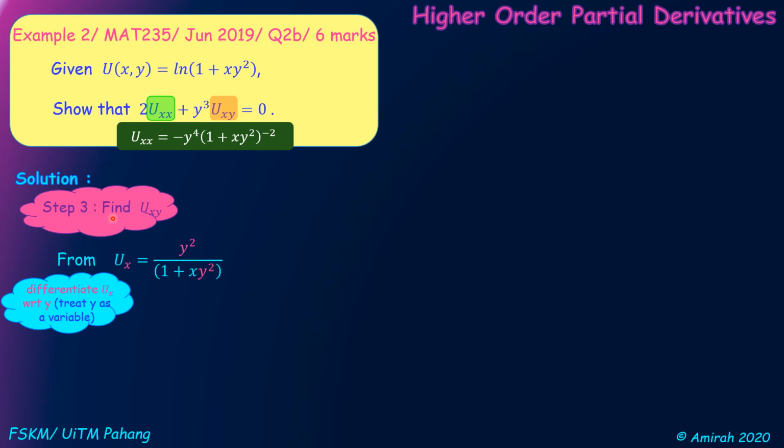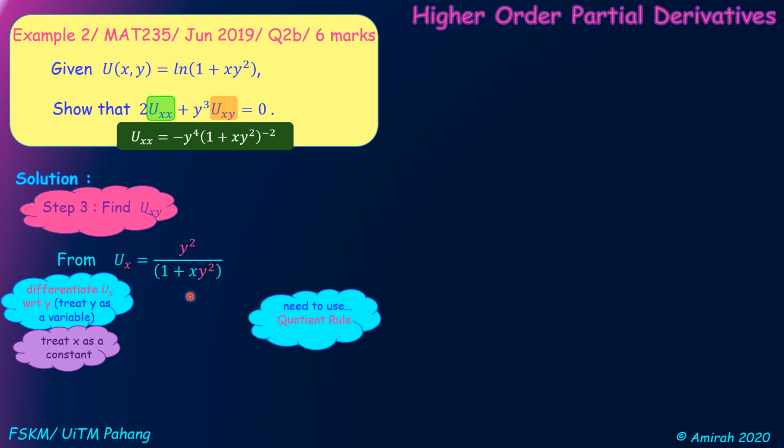To find uxy, we differentiate ux with respect to y. We treat y as a variable. To avoid error and to make it easy to differentiate, we can write variable y at the back, and we use a different color for variable y. At the same time, we treat x as a constant.